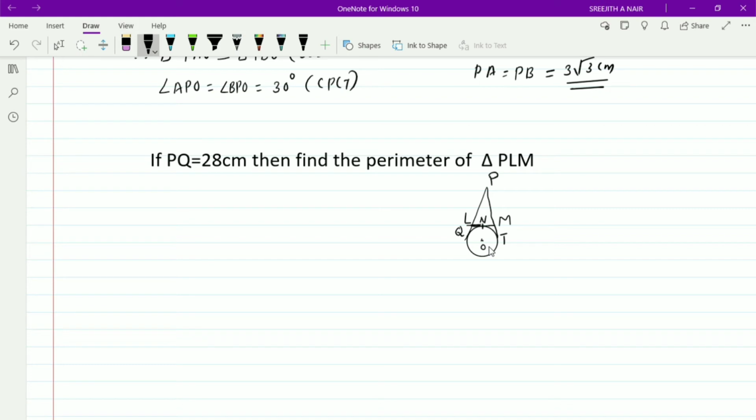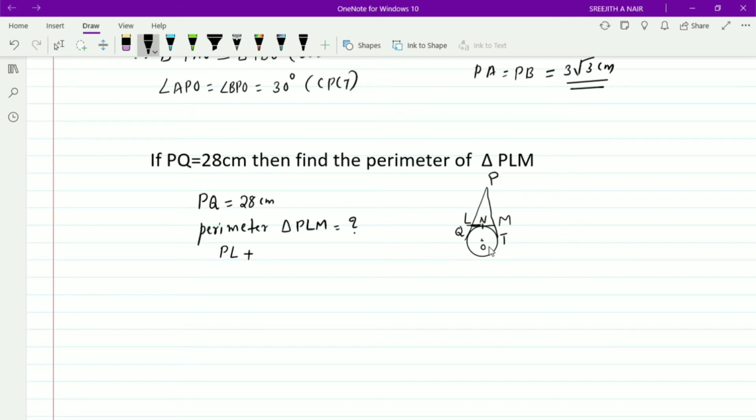PQ is equal to 28 centimeter, given. Here also a diagram is given in the question. We should find out the perimeter of triangle PLM. Perimeter of triangle PLM means adding the boundary of all the sides of the given figure.